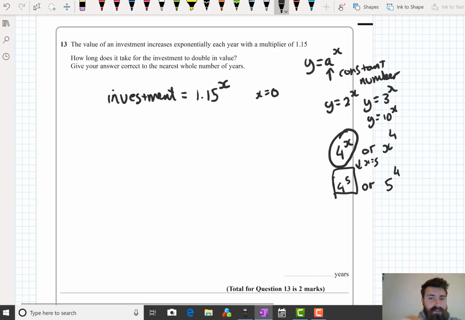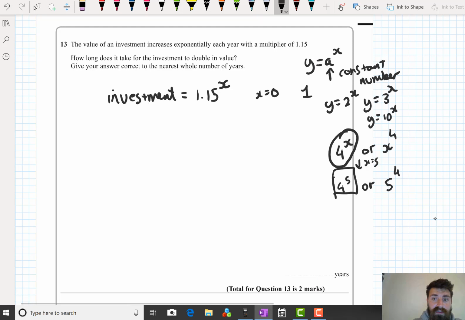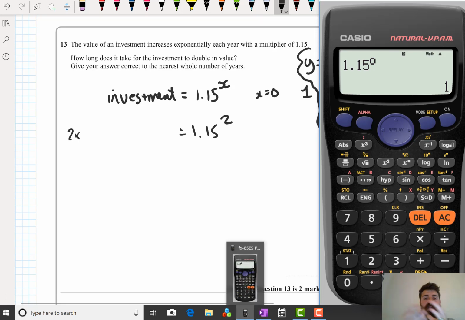Initially, some of you may know this just by looking, it's 1. When we first put it in, our initial investment was 1. That's what it says here. Our initial investment was 1. That's your starting amount. We want to double this. We want to get 2 times the investment. So let's try 1.15 to the power of, say, 2. Let's see what happens after you've put it in and it's been in there for 2 years. We want to double the investment from 1, obviously, up to 2.